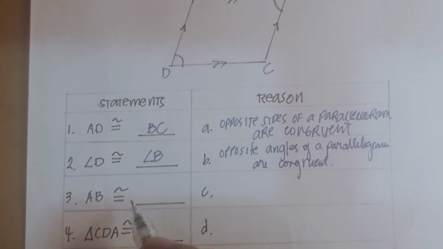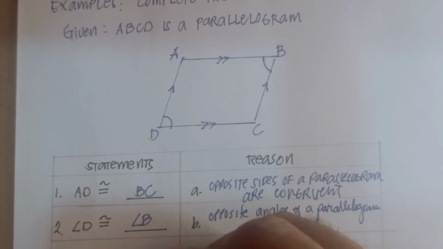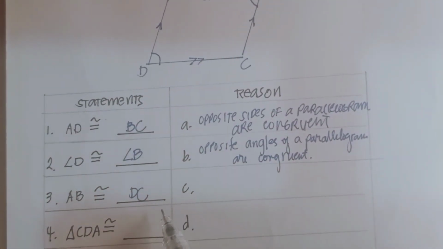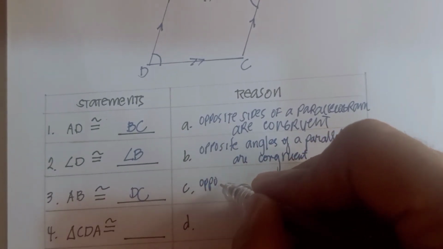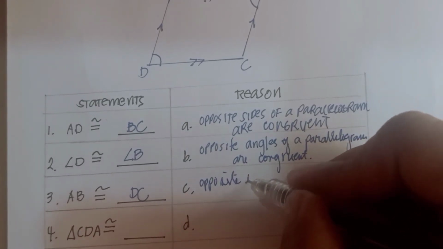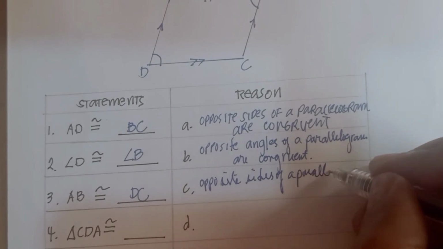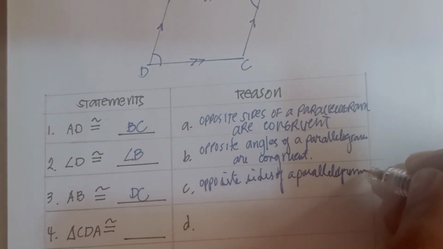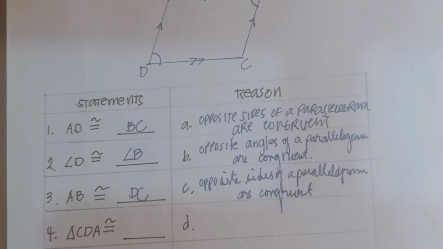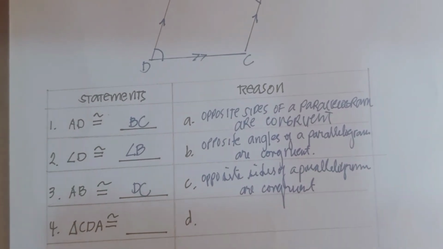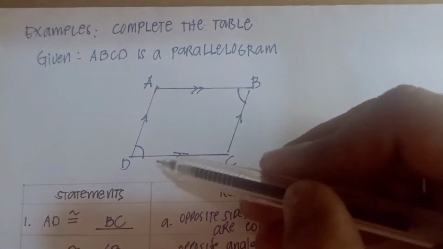AB is congruent to natin. AB is congruent to DC or CD. Ayan, DC. So, same reason as sa letter A. Opposite sides of a parallelogram are congruent. Ayan. Okay, next. Triangle CDA. Triangle CDA. Tayo dito. Triangle CDA.